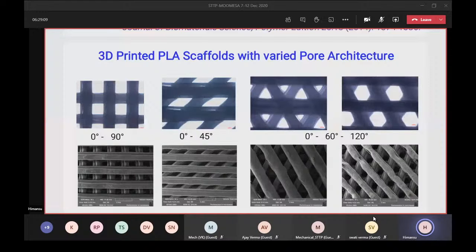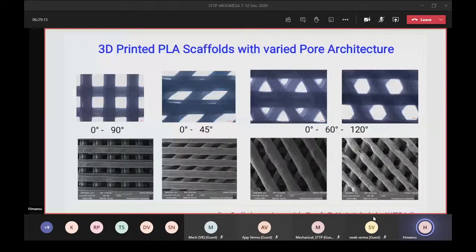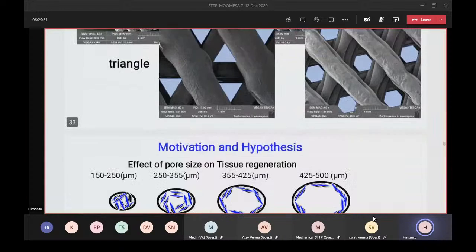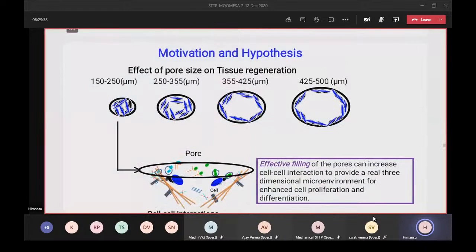It is directly extruded with different porosity and also different pore architecture. That means how we created different kinds of pores. One is square, you see, another is parallelogram, another is triangular, another is hexagonal. Then we investigated the structure; these are the SEM structures. We looked at how they behave towards the cells.